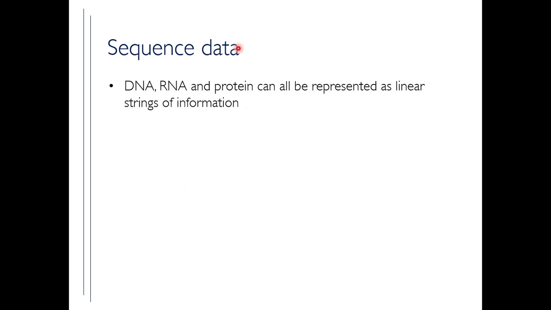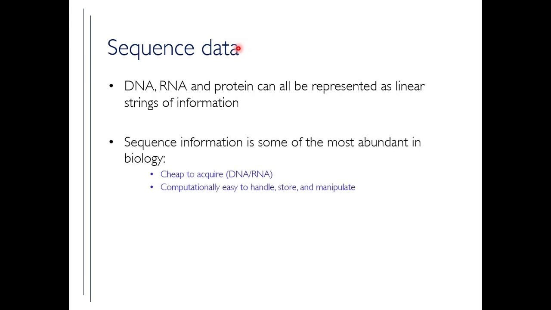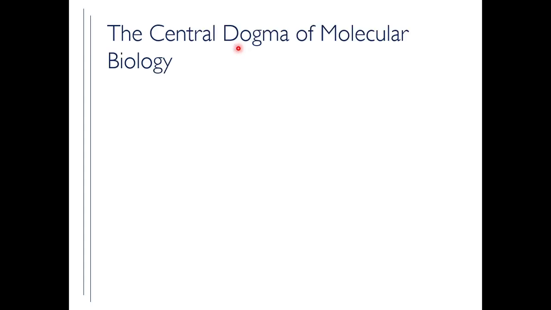So I'm just going to talk about sequence data for a little bit. Nucleic acids and proteins can all be represented essentially as linear strings of information. This is quite good for you because it's fairly cheap to acquire. DNA, RNA, and indeed protein sequencing is fairly rudimentary in most labs now. And computationally, they're easy to handle and manipulate through computers. So this links into something called the central dogma of molecular biology, which I will briefly explain now, but it will become more apparent next session.